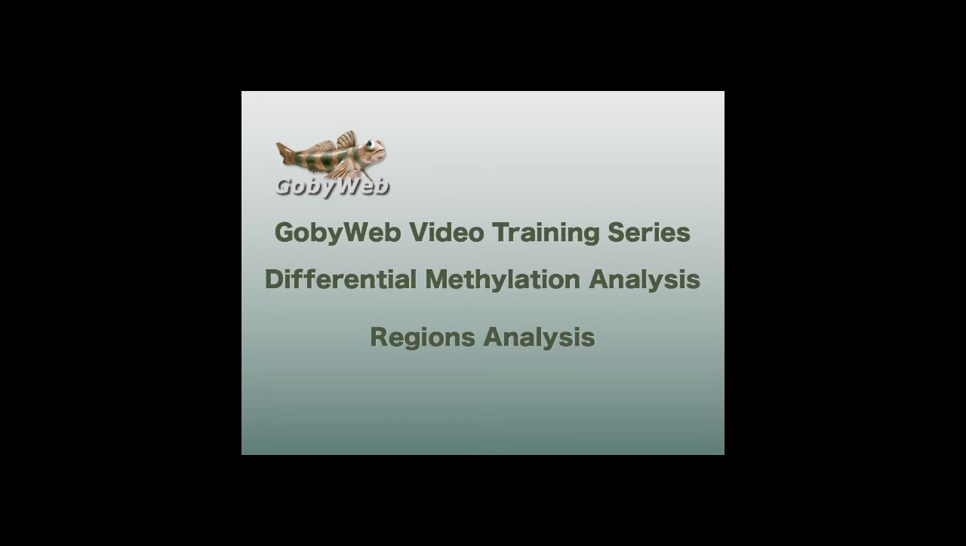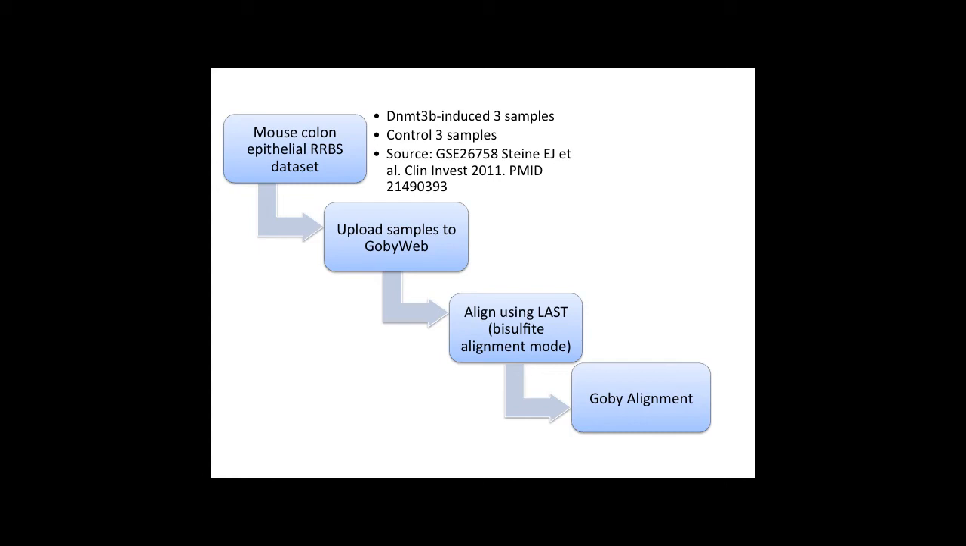In this tutorial, we will demonstrate how to carry out differential methylation analysis across annotated genomic regions. For this tutorial, we will use a publicly available mouse colon epithelial dataset, GEO accession GSE26758. In this dataset, DNMT3B transgenic mice are induced with tetracycline and colon epithelial DNA extracted from these mice, as well as control samples. There are 3 biological replicates in each group.